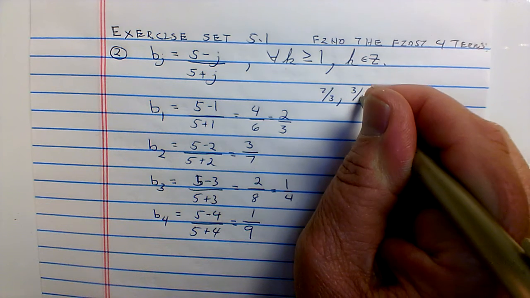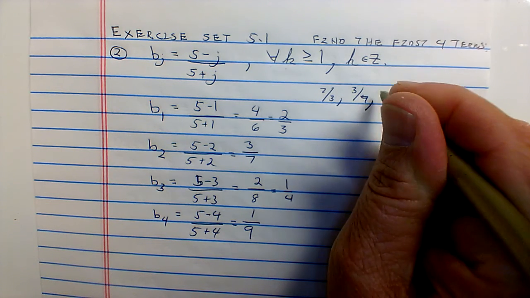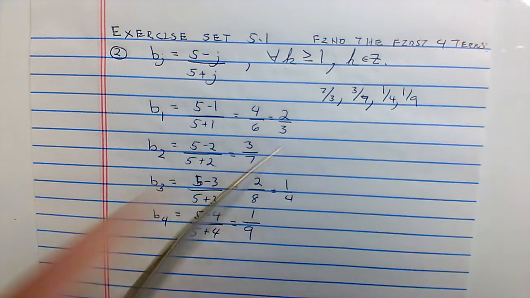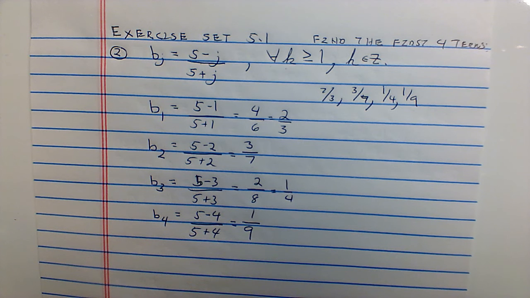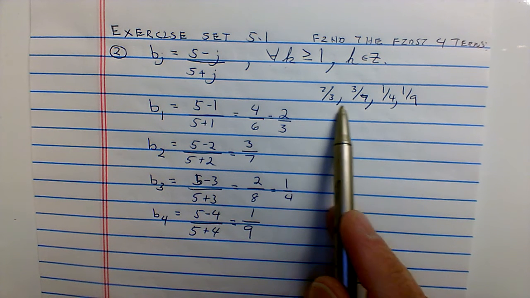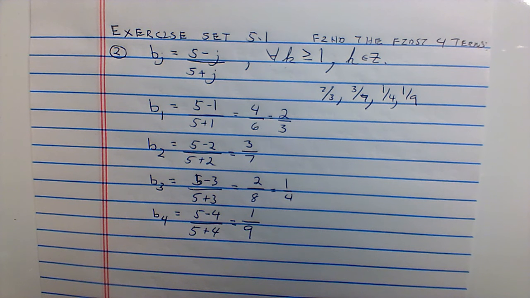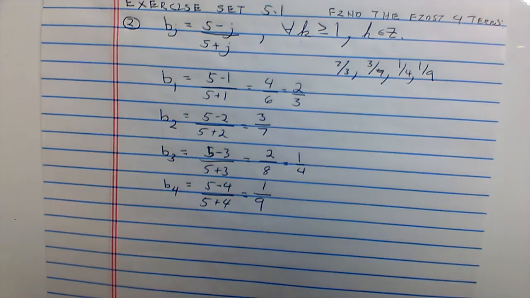2/3, 3/7, 1/4, 1/9. Now that's fairly easy to get with the explicit formula. If we were given this pattern, it'd be much harder to come up with the explicit formula, and that's the second group of problems we're going to be looking at.